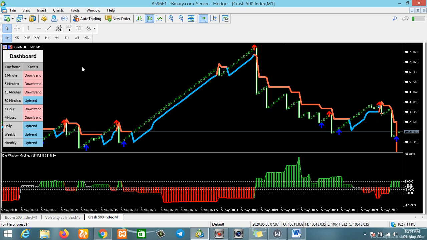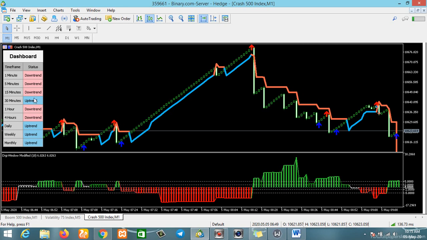So first you check the dashboard and see the trend of the market. You can see from 4 hours till 1 minute, they are all downtrend, and downtrend is not the best part to trade for our crash. Okay, we trade crash on uptrend. So out of the first 6 time frames, they all show downtrend.